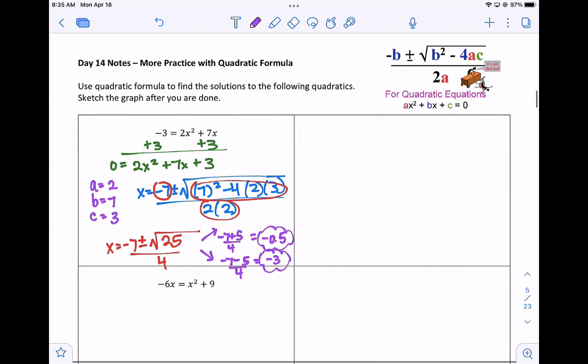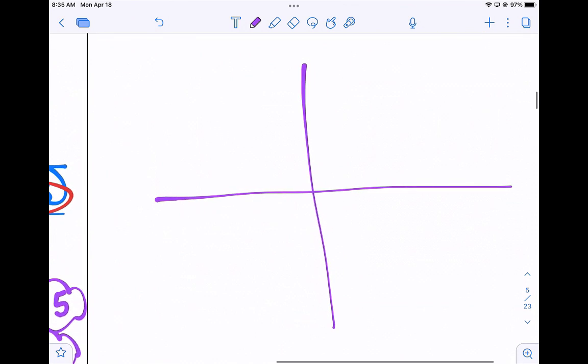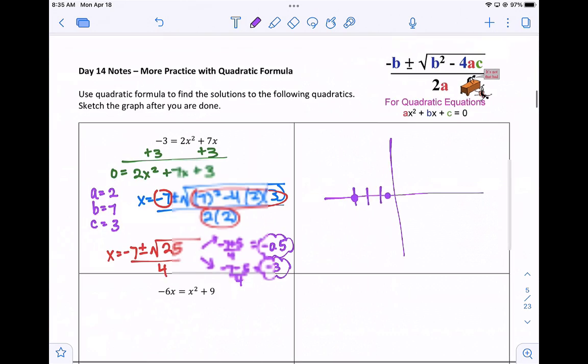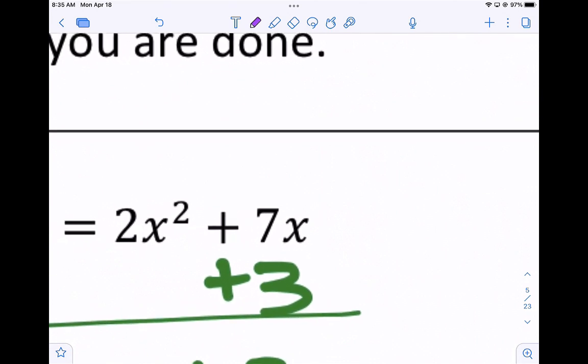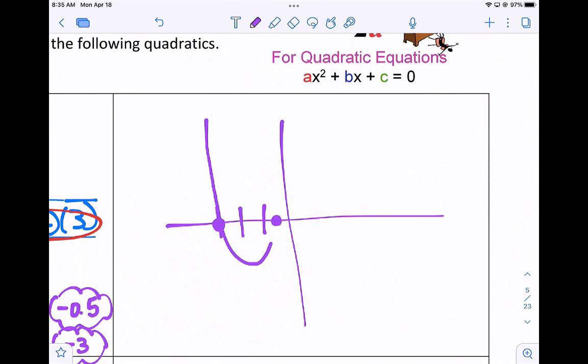So let's talk about what it means when you're using quadratic formula. You're finding the x-intercepts of the graph. So at negative 3, you'll have an x-intercept, and at negative 0.5, you'll have an x-intercept. We know this graph will be skinnier than the parent function, and it will be a smiley face graph. So we can sketch it. We don't have an accurate vertex here, but we do have our x-intercepts. So again, that's what you're solving for when you use quadratic formula, the x-intercepts of the graph.